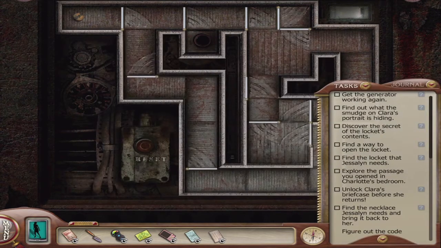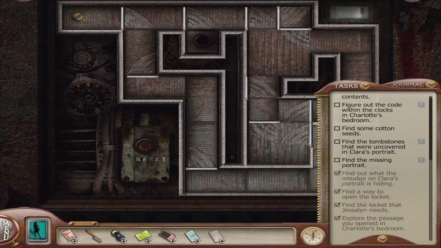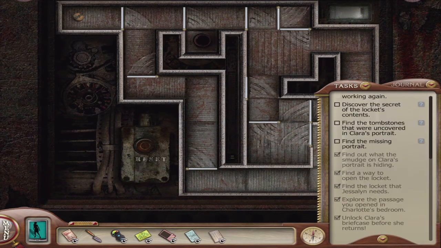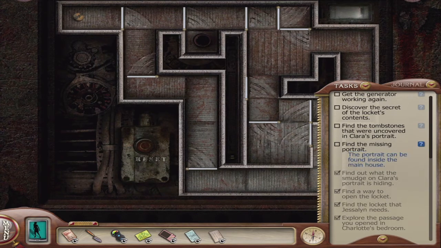So the question mark is actually the hint system. That's something relatively new. Still have to do that. Can't check that off yet. That's done. Check. Still have to do that. Wait, missing portrait? What missing portrait?